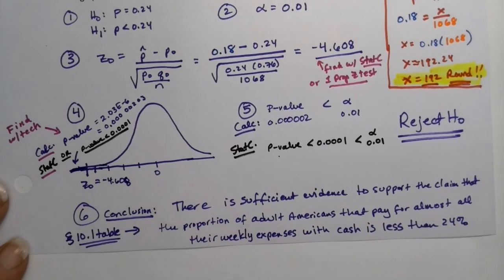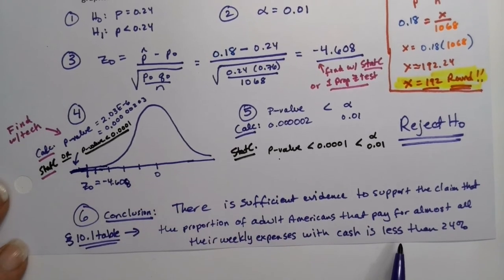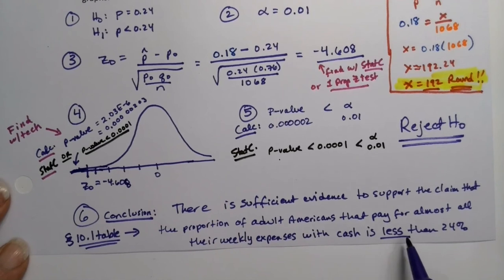And this came from that table in section 10.1. Make sure you have your directional word in there. So we thought it was less than 24%. We thought it had decreased since its old value of 24%. And there was sufficient evidence to support that claim, that it has gone down, that it has decreased, the proportion of Americans that pay for things with cash.